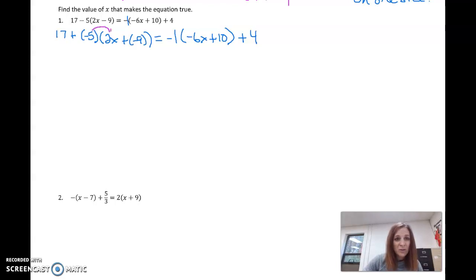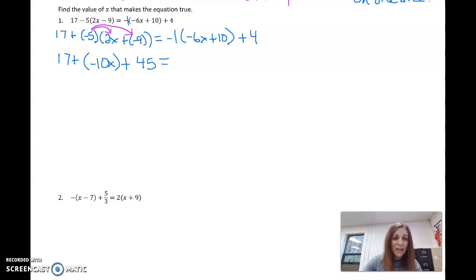All right, so here's what I get. We're going to have 17 plus negative 5 times 2x. Well, negative times a positive is negative. 5 times 2 is 10. So this is going to become a negative 10x plus negative 5 times negative 9. So negative times a negative is a positive. 5 times 9 is 45. Okay, see how it's starting to make it a little bit easier by doing those things?